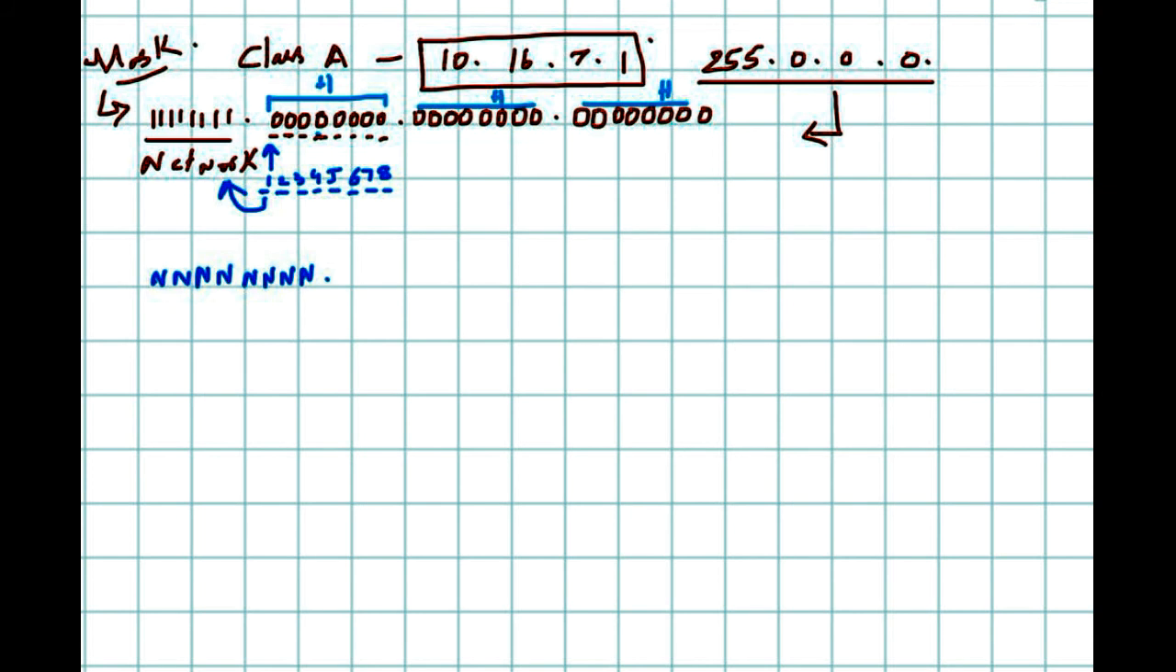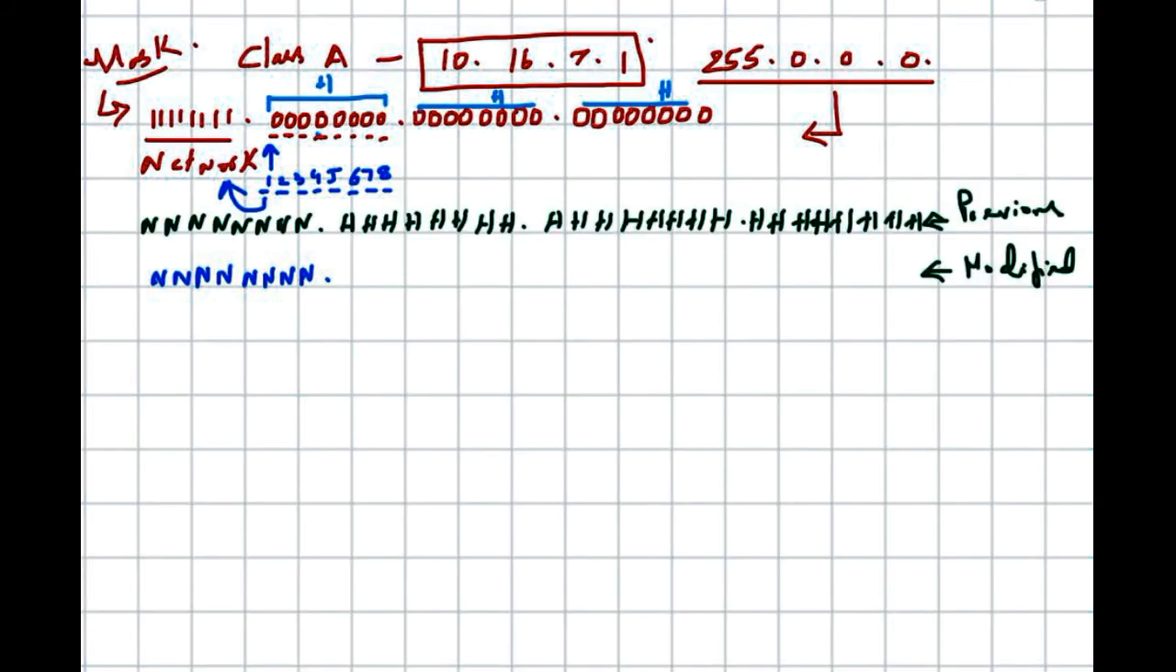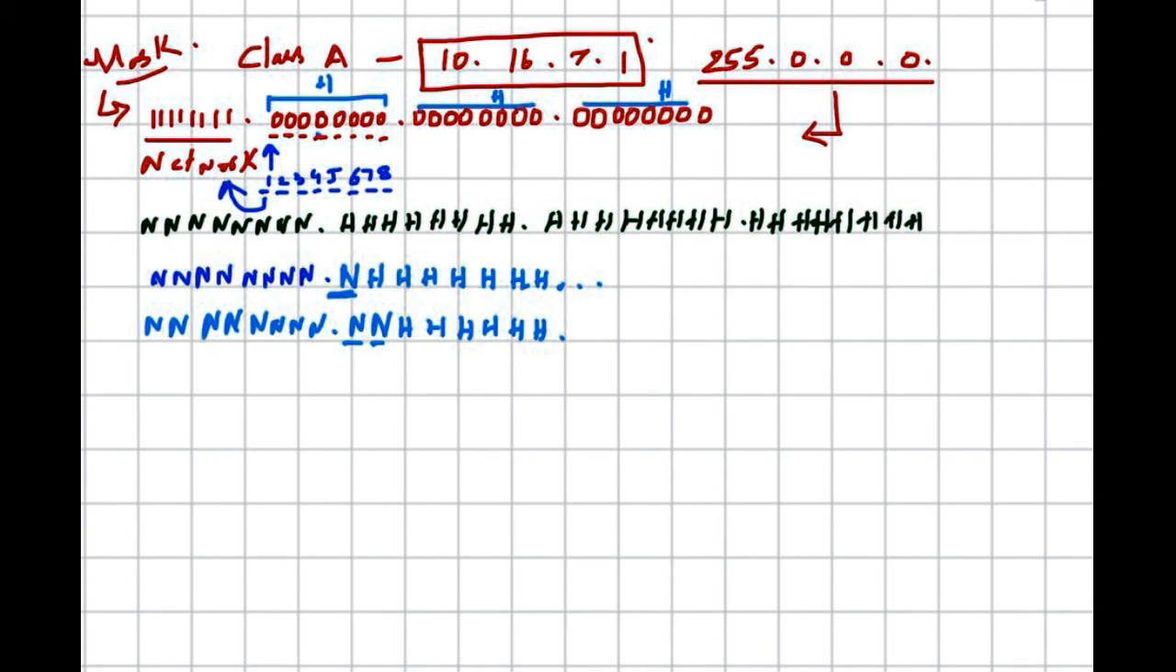I will put it here like this, n. Previously it was like this. Now make this first one the network bit and the remaining are all host bits. So you take the first bit and convert it into a network bit. Similarly, you can make the next 2 bits the network bits and the remaining host bits. So here are the network bits and these are the host bits.